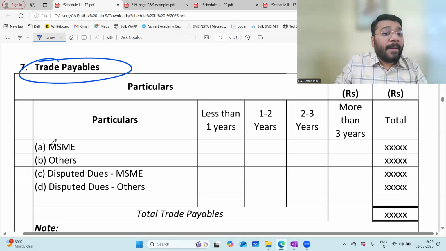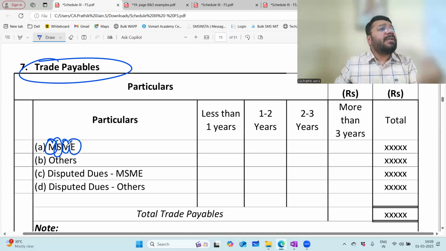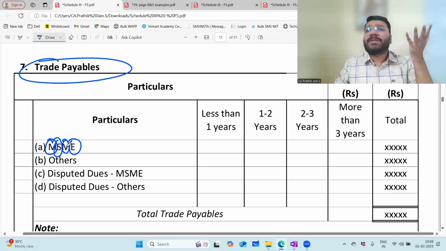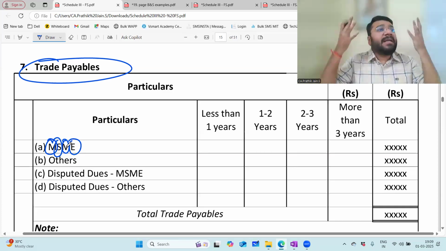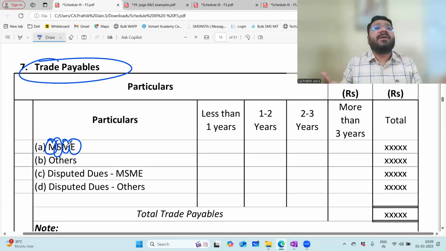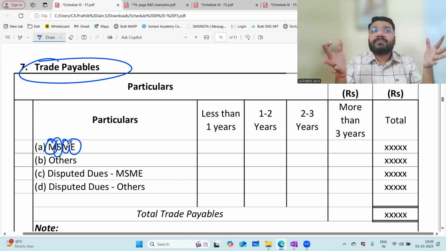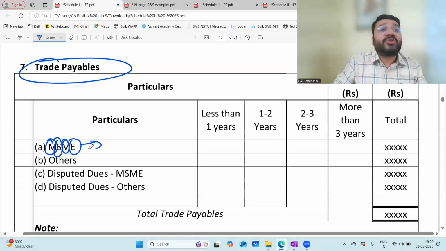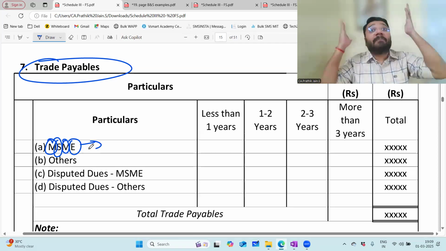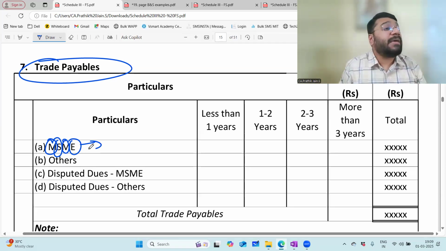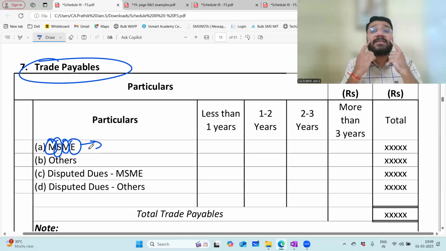MSME stands for what? Micro, small, medium enterprise. These are enterprises whose turnover is in a few lakh of rupees. They are middle class families working very, very hard to meet their ends in life. Such people have supplied goods to you on credit, and big companies defaulted the payment to these MSMEs. So all these MSMEs started crying.